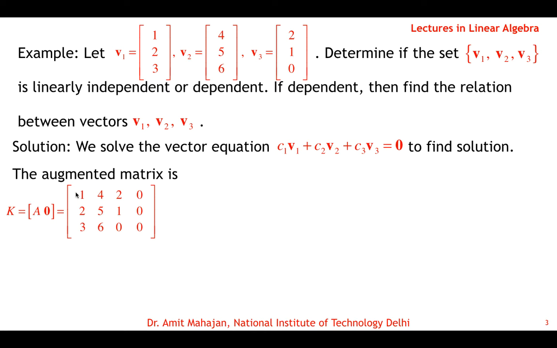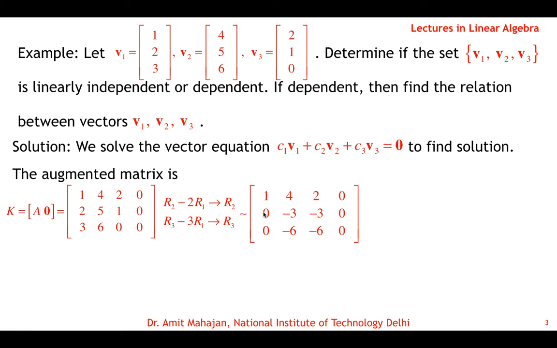So we start with the first row, first element. This becomes the leading element. Use this leading element to make the element at the 2,1 position and the element at the 3,1 position 0. So apply row 2 minus 2 times row 1, impact on row 2. Similarly, apply row 3 minus 3 times row 1, impact on row 3.